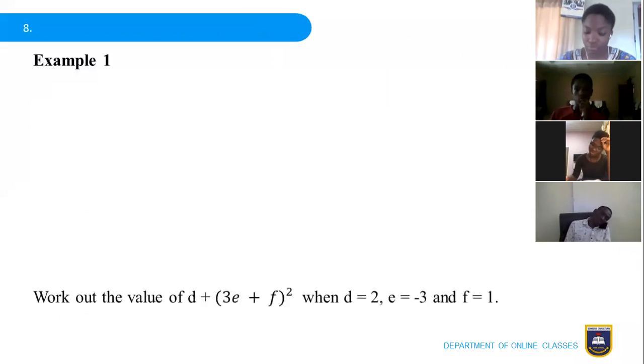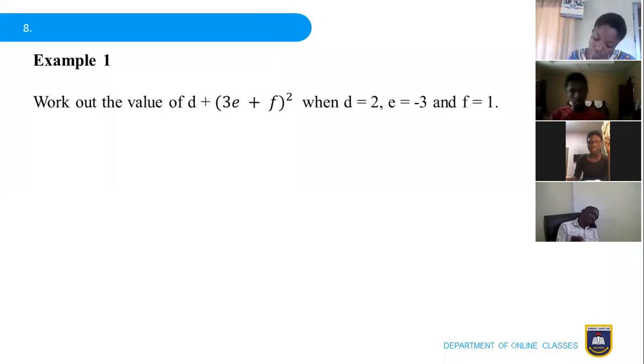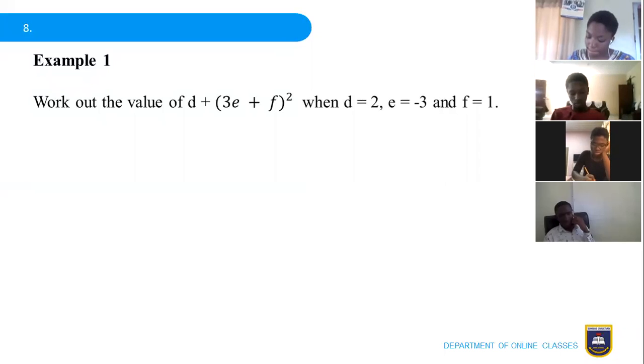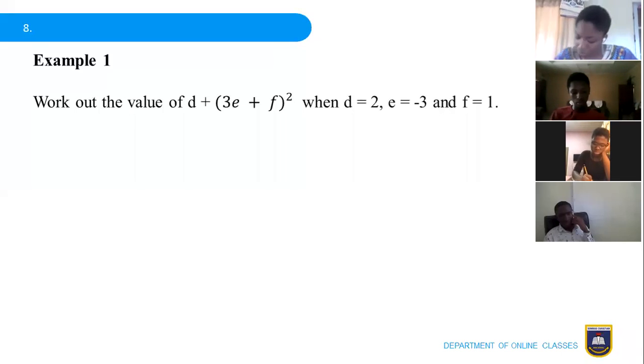Example 1. Work out the value of D plus the expression 3E plus F all squared when D equal to 2, E equal to -3, and F equal to 1. Now, it means that in this expression, wherever you see your D, you go and put 2 there. Wherever you see E, you put -3 there. Wherever you see F, you put 1. Then you solve the rest. So the rest becomes mathematics.